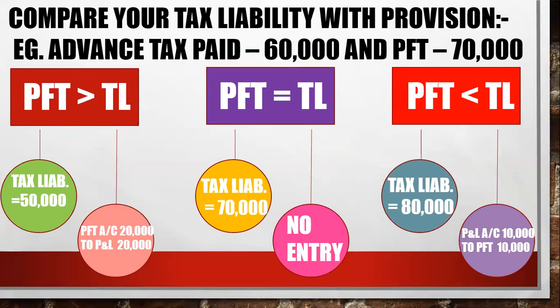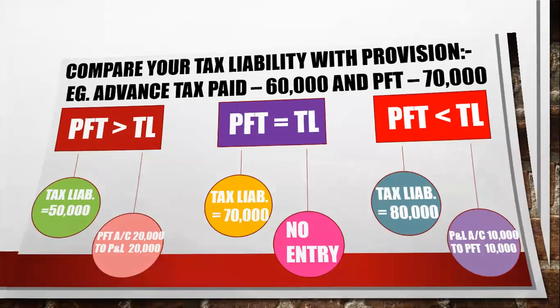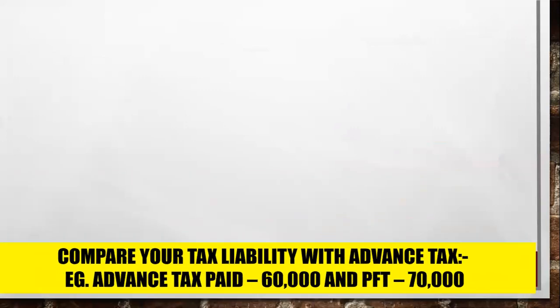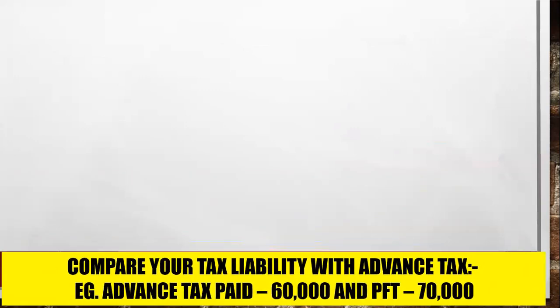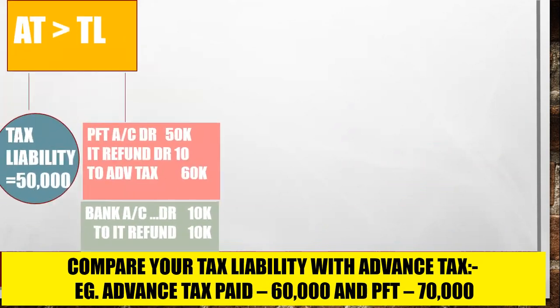So now what will we compare? We'll compare my tax liability with advance tax. What we have checked now? We have checked tax liability with provision. Now we have to check tax liability with advance tax. So this is the second situation. Compare your tax liability with advance tax. Assume that your advance tax paid is 60,000 and you have PFT 70,000. Just assume that, okay?